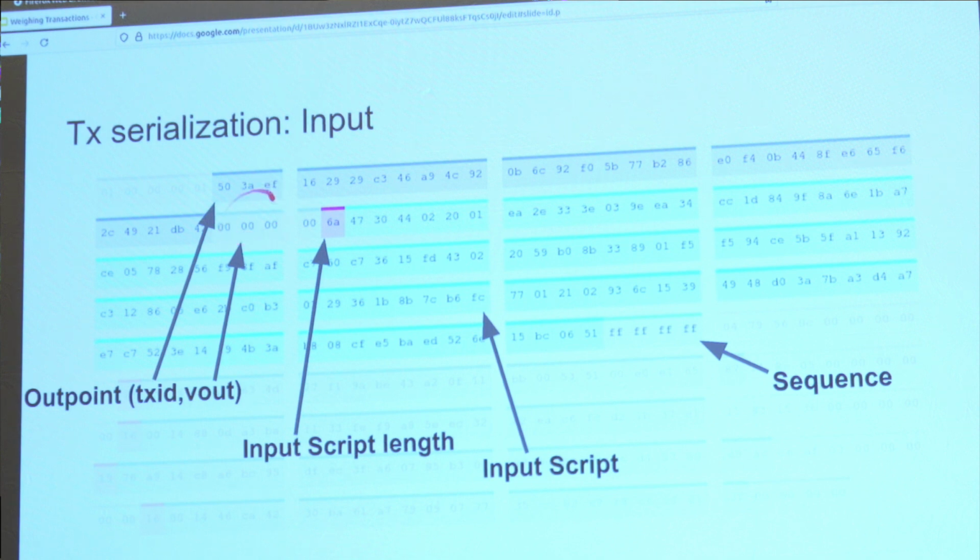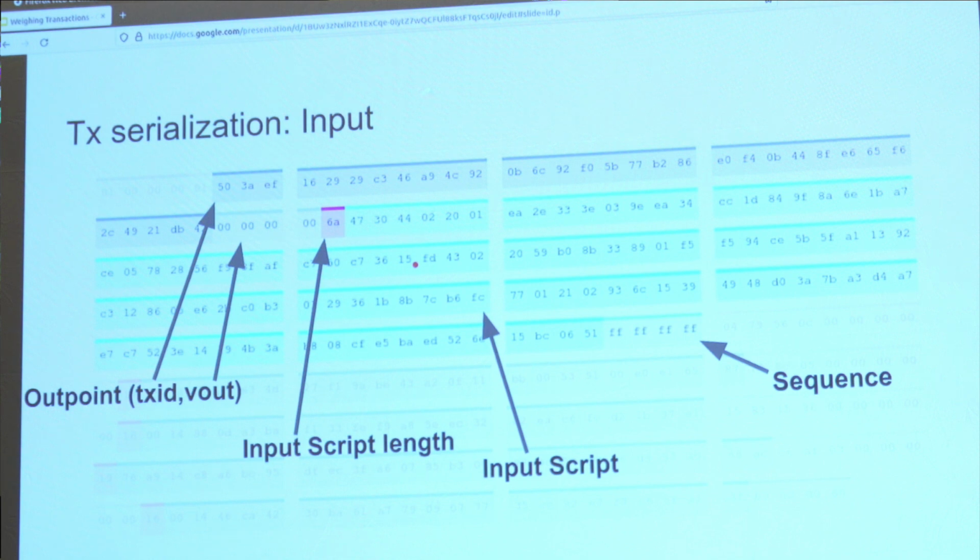Okay, so now to spend that UTXO, we have to satisfy the condition script that was encoded in that UTXO, and we do that with an input script. So first, because input scripts can have a variable length, depending on what sort of condition script we're trying to satisfy, we have to tell how long the script is. This is this red field here, 6a. I'm not going to calculate in my head right now what that is. I think 106, but yeah. All right. Yes? Okay, thanks. All right, and then the light blue here is the input script.